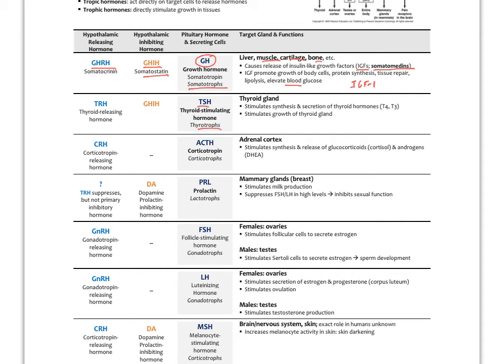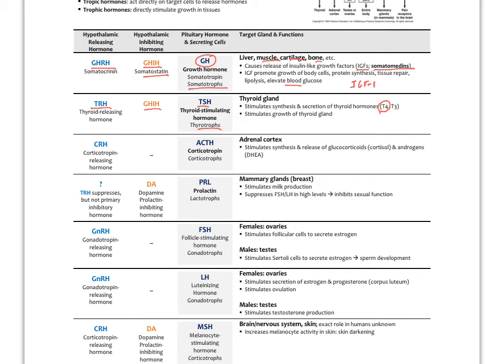The next hormone here is thyroid stimulating hormone, TSH. It's released by thyrotropes when they are triggered by thyroid releasing hormone, TRH. So TRH is a stimulating hormone. And again, somatostatin is an inhibitory hormone for TSH. And this TSH will circulate in the blood. There are receptors for it in the follicular cells of the thyroid, and that will stimulate them to release the thyroid hormones, primarily T4 and a little bit of T3.